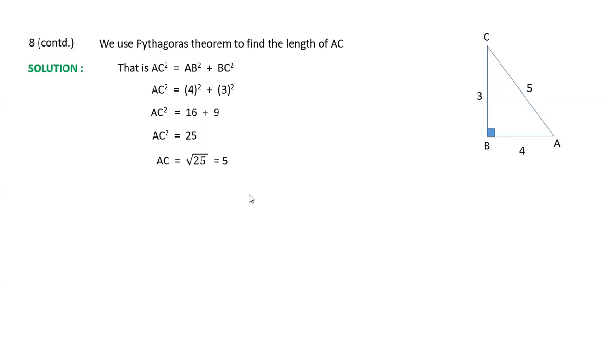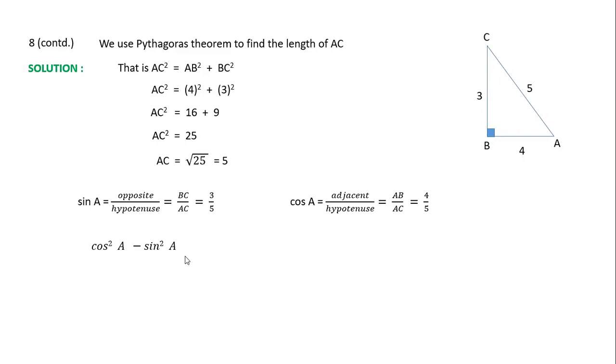This is 5. Now let's see what is sine. Sine is opposite upon hypotenuse. Opposite is 3, hypotenuse is 5. 3 upon 5. And what is cos? Adjacent upon hypotenuse. Adjacent is 4. Hypotenuse is 5. So 4 upon 5.